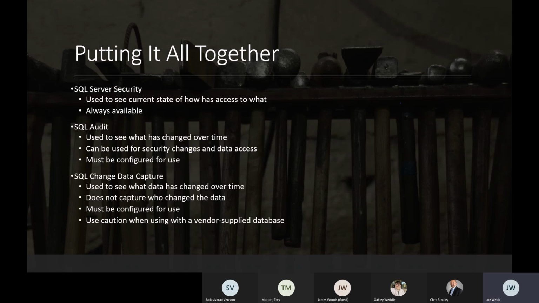Change data capture may be used if you need to see how the data has been changed over time. So we can use these three in conjunction with one another, in concert with one another, to provide that broader perspective.